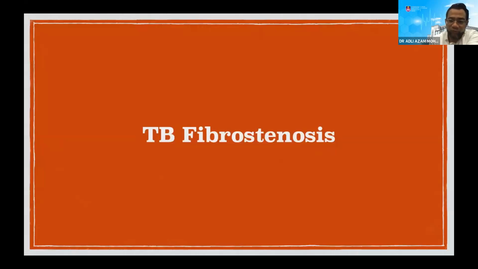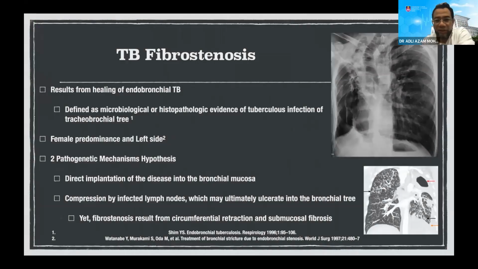The other is TB fibrostenosis. It results from healing of endobronchial TB. It can be defined as microbiological or pathologic evidence of tuberculous infection of the tracheobronchial tree. Female predominance and mainly on the left side. The two pathogenetic mechanism hypotheses are direct implantation of the disease into the bronchial mucosa and compression by infected lymph nodes, which may ultimately ulcerate into the bronchial tree. Fibrostenosis results from circumferential retraction and submucosal fibrosis.